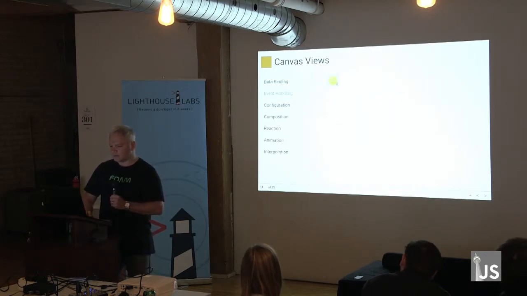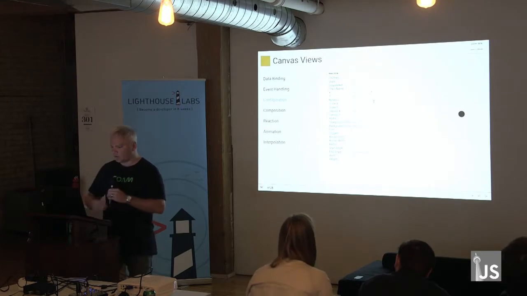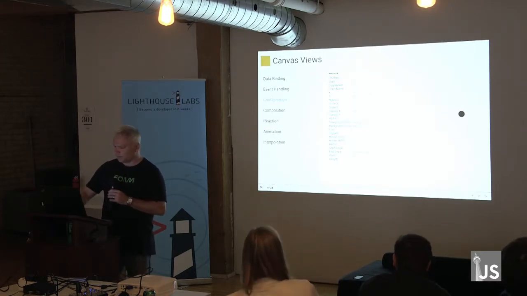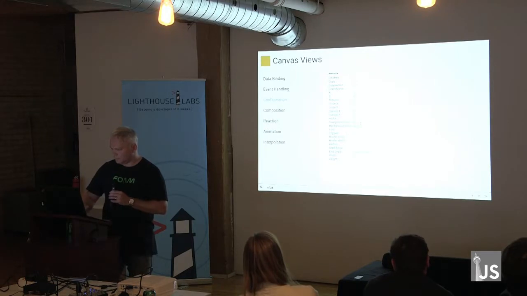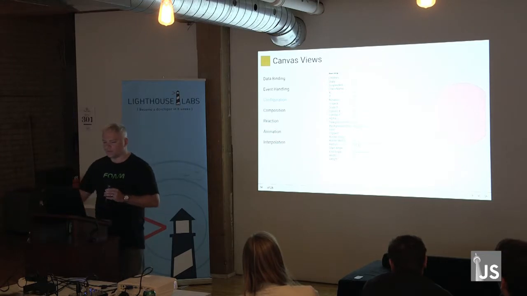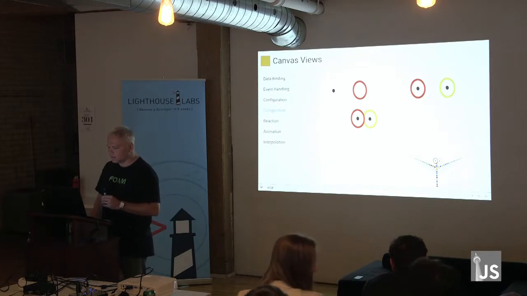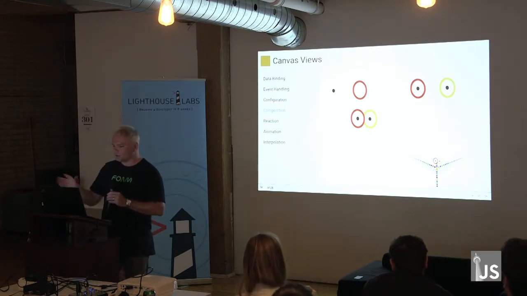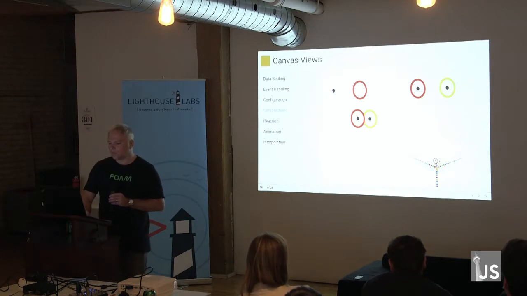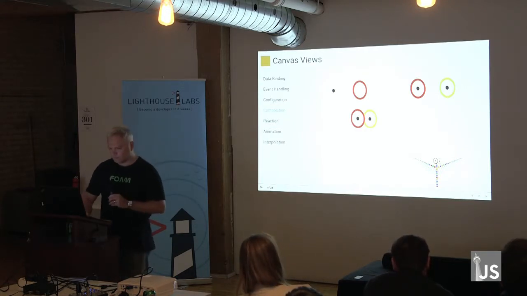Event handling, so this is a Canvas button. Configuration. So I have a circle, and then I can see the properties for it. Then I can configure it like normal. Composition with DOM, you can add elements to other elements and compose them, but you don't really have that in Canvas. But here I would take a circle, take two circles, compose those into an eye, compose two eyes into eyes, and then compose that into this little dragon creature.